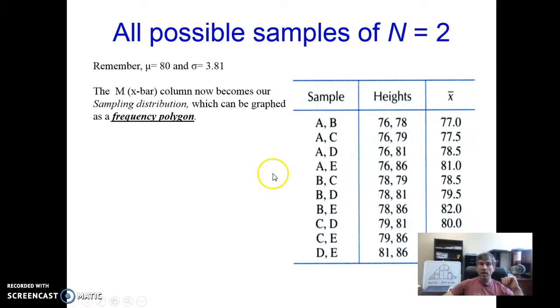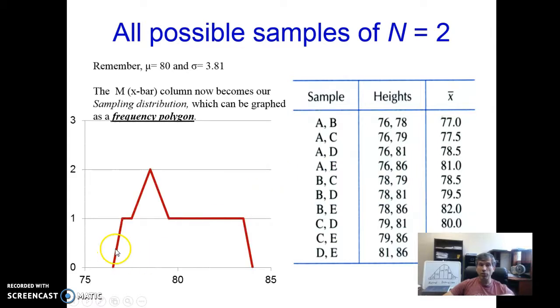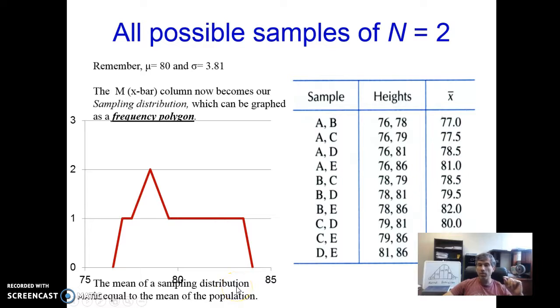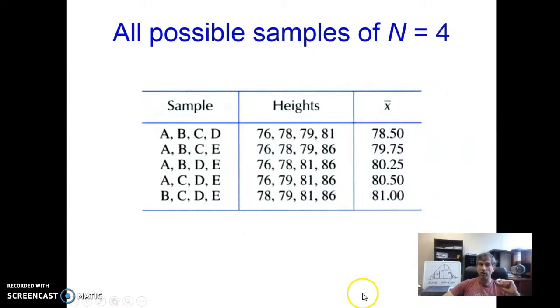So we can demonstrate this sampling distribution as a frequency polygon. This is what it would look like. Notice that's not really a normal curve, but it's starting to get there despite the skew that's definitely present. The mean of that sampling distribution is the same as the mean of the population. It's still 80. If you don't believe me, you can add up all of these scores, divide them by the number of samples, which I believe is 10, and you will get 80 inches. However, the variability has dropped. We'll talk about how we can calculate that later on.